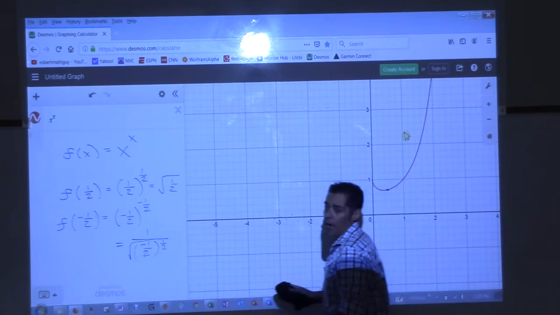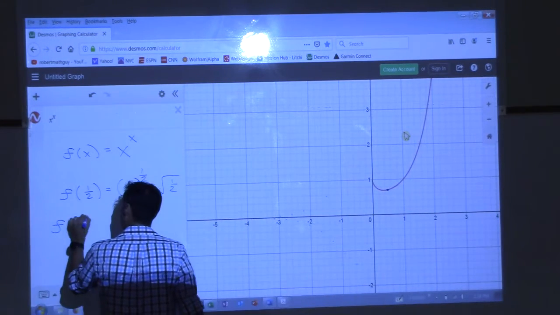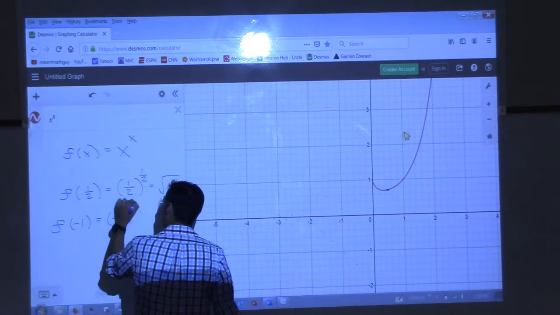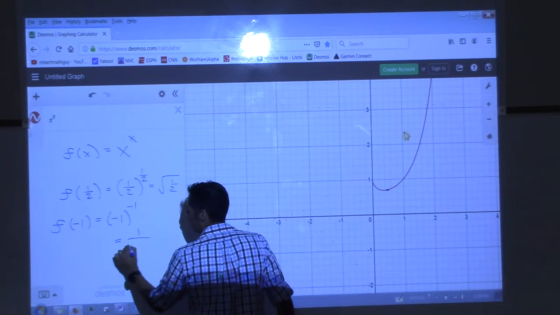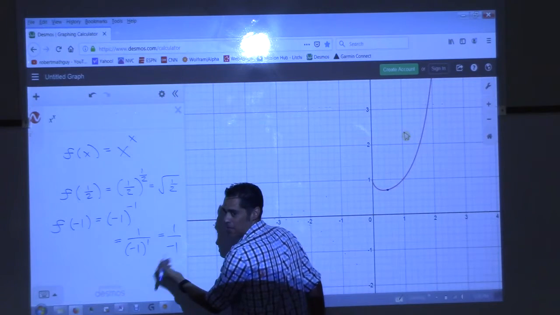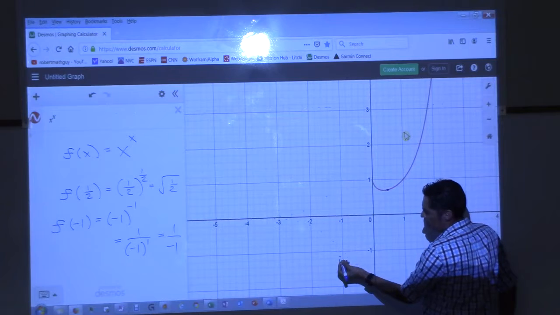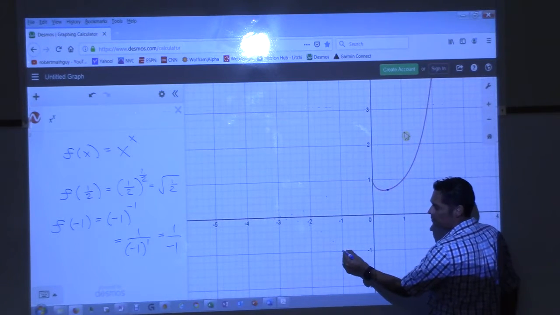But what about at negative 1? f of negative 1 would be negative 1 to the negative 1, which is 1 over negative 1 to the positive 1, which is 1 over negative 1, which is negative 1. So at negative 1, I have negative 1. It's not showing it, but it's there.